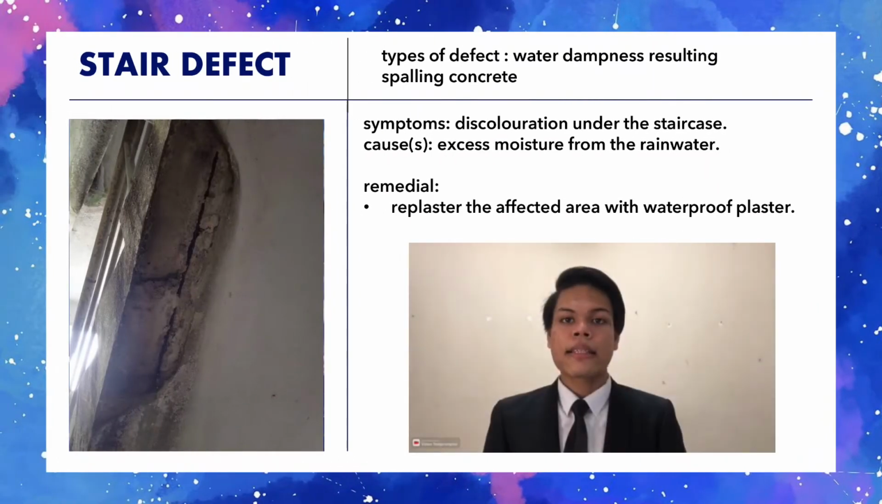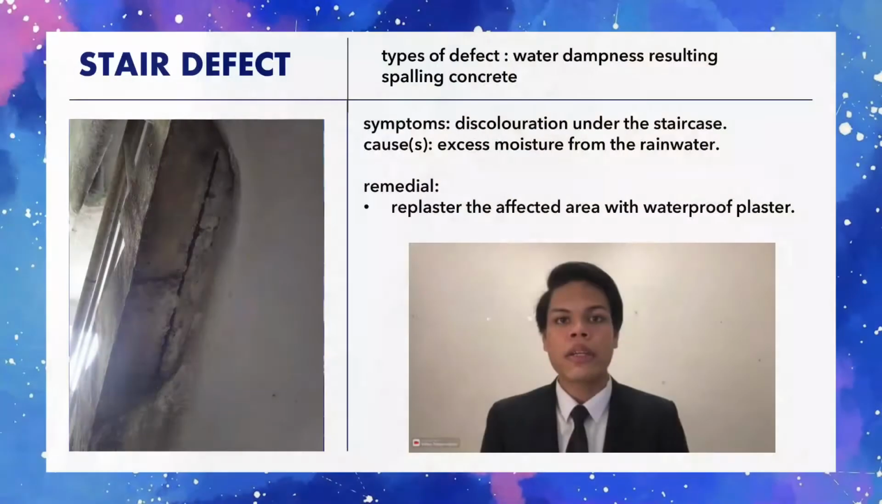This is a staircase defect and the type of defect is water dampness resulting in spalling concrete that occurred at the 10th floor of block 3. The symptoms are the dampness creates a discoloration under the staircase and erodes the concrete, which leads to spalling.